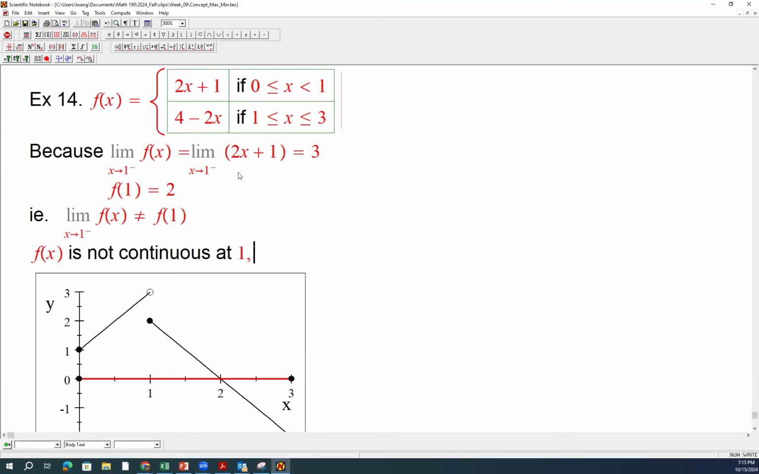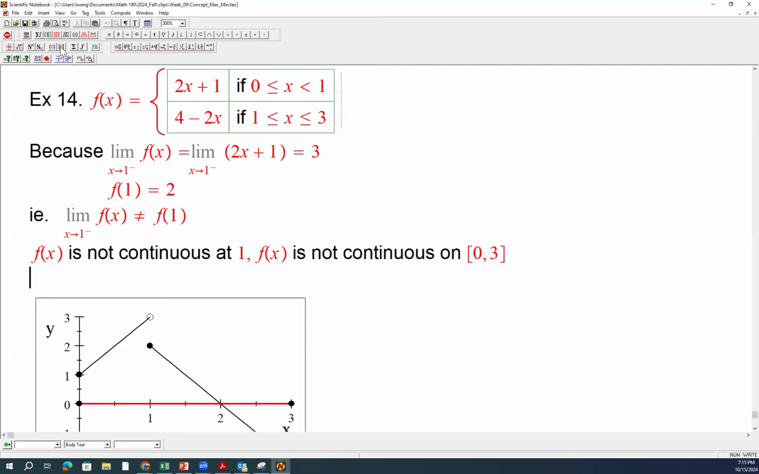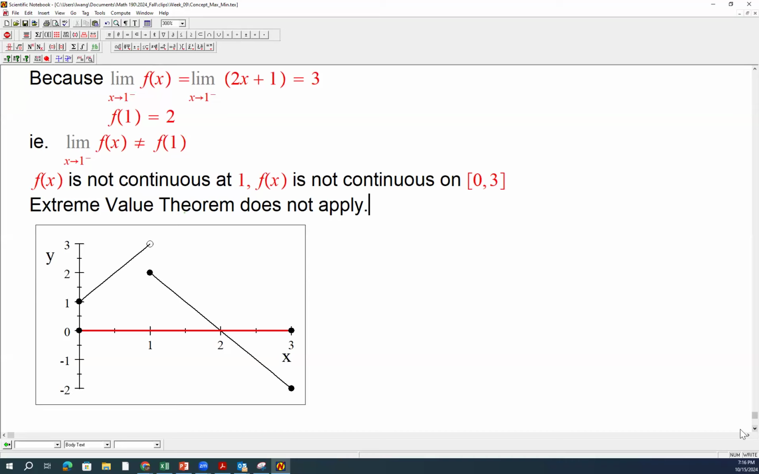If it's not continuous at 1, f of x is not continuous on the interval [0, 3], right? So the extreme value theorem does not apply. So does not apply, what does it mean? There's no guarantee of absolute max, absolute min. So let's take a look, right? It doesn't guarantee, doesn't mean we don't have them, okay? But obviously we don't have absolute max, okay?